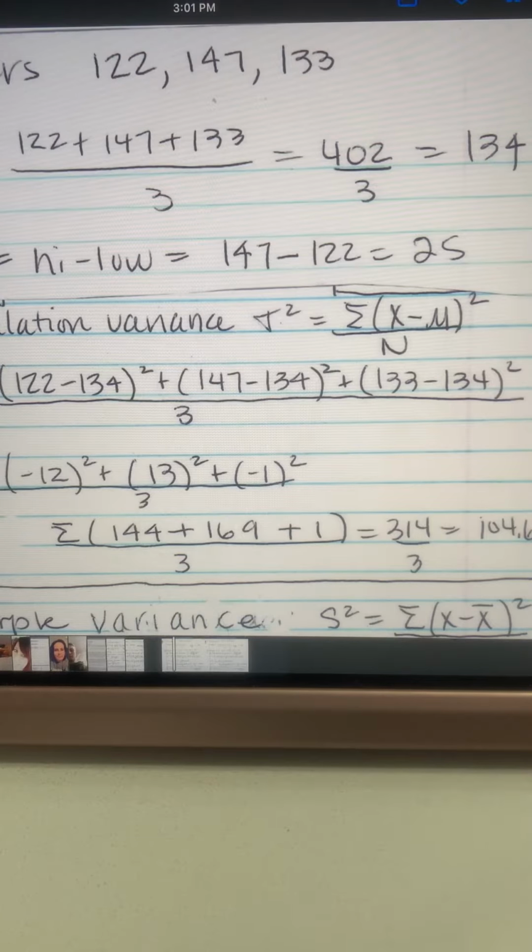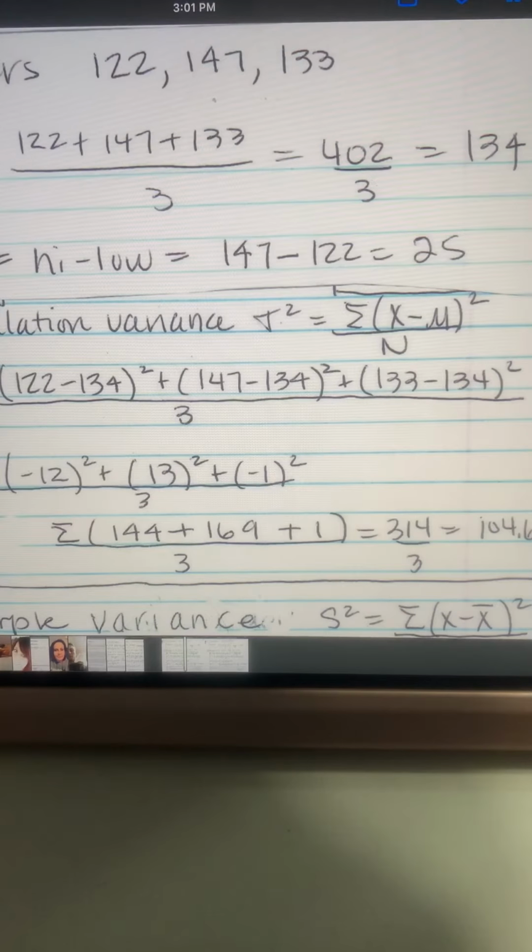I want to show you how to use your calculator. We're going to use the third example in the problem. So if you want to write down those numbers, 122, 147, 133. The first thing to do is add the numbers and divide by 3. This gives you the mean. So let's see how to do that.